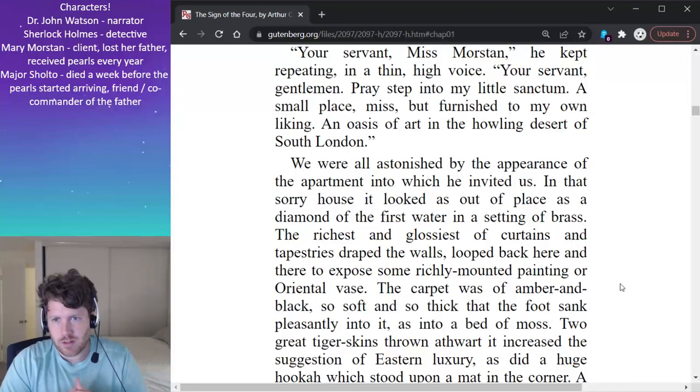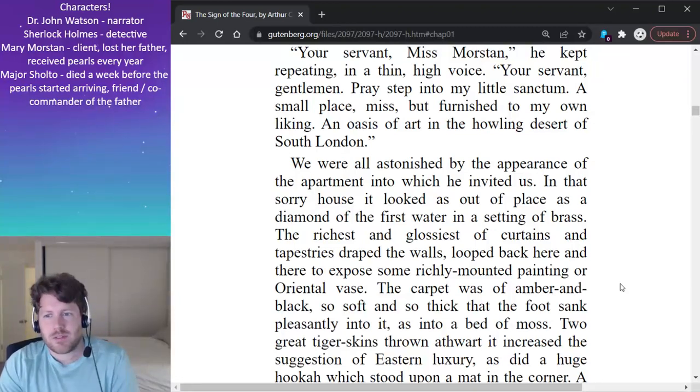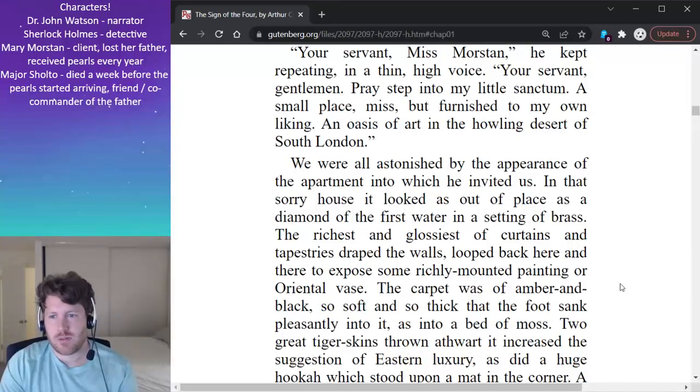We were all astonished by the appearance of the apartment into which he invited us. In that sorry house, it looked as out of place as a diamond of the first water in a setting of brass. The richest and glossiest of curtains and tapestries draped the walls, looped back here and there to expose some richly mounted painting or oriental vase. The carpet was of amber and black, so soft and so thick that the foot sank pleasantly into it, as into a bed of moss.